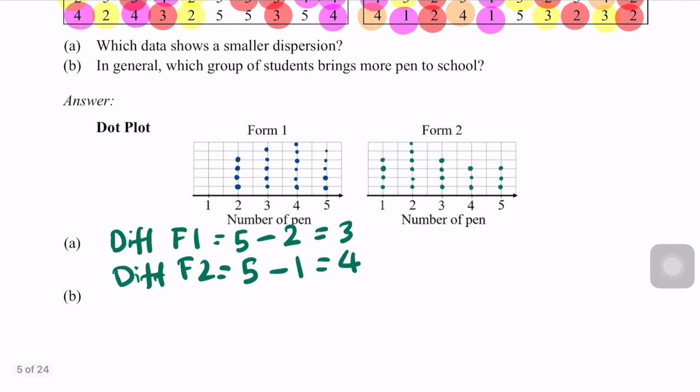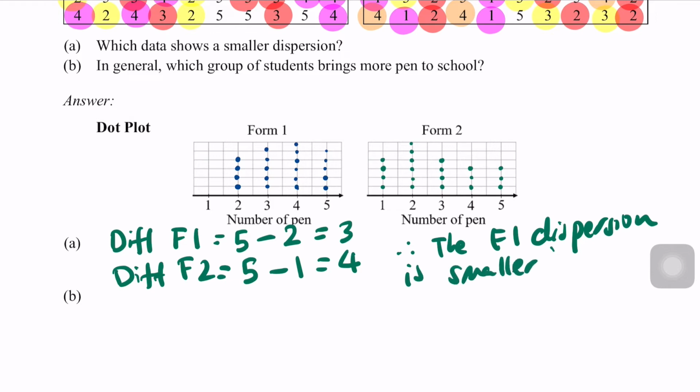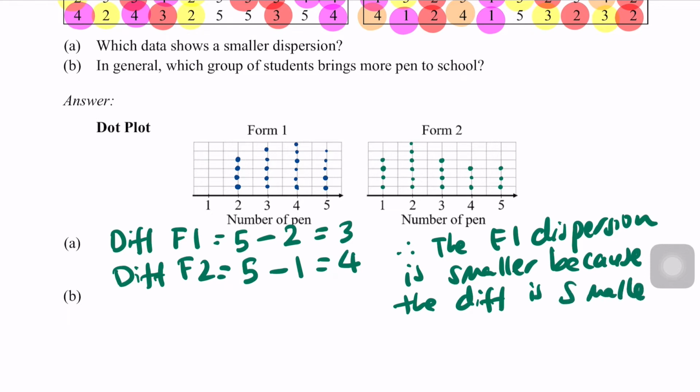So macam mana kita nak conclude? So the Form 1 dispersion is smaller because the difference is smaller. Okay. So B, in general, which group of students bring more pens to school? So macam mana kita nak tahu ni?